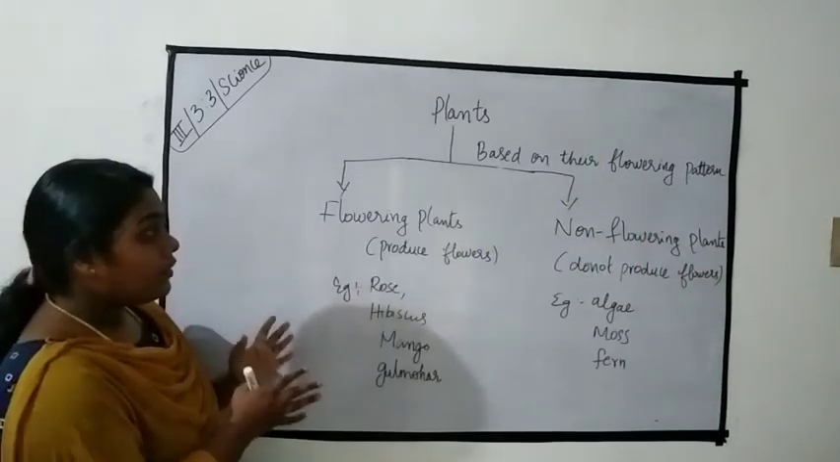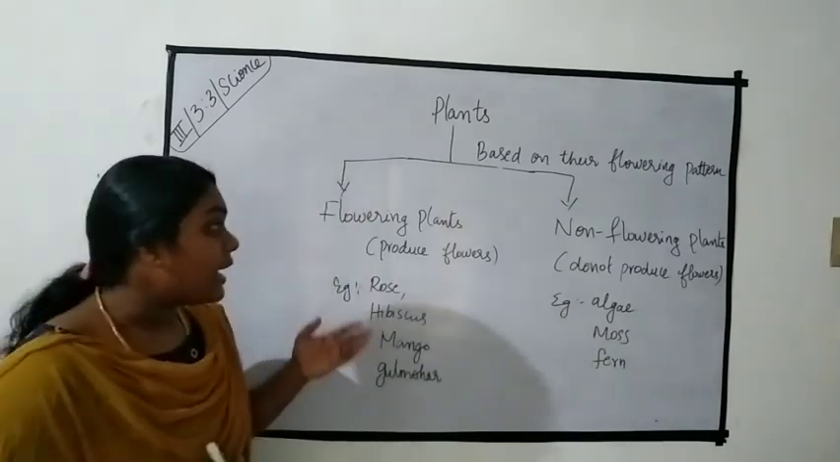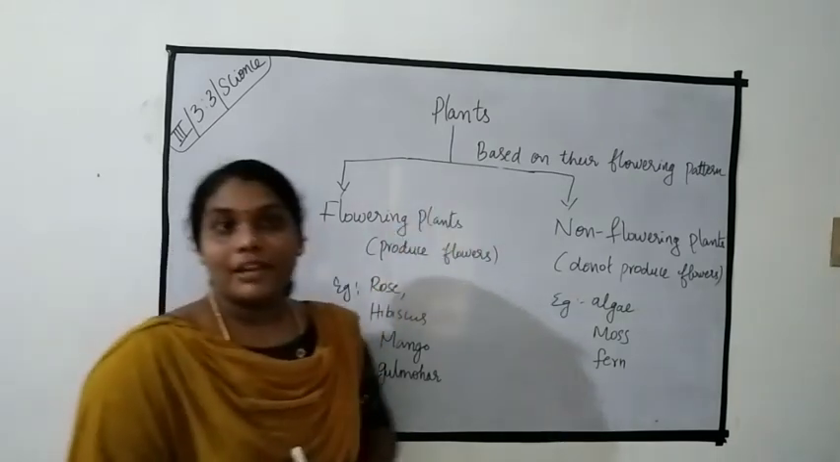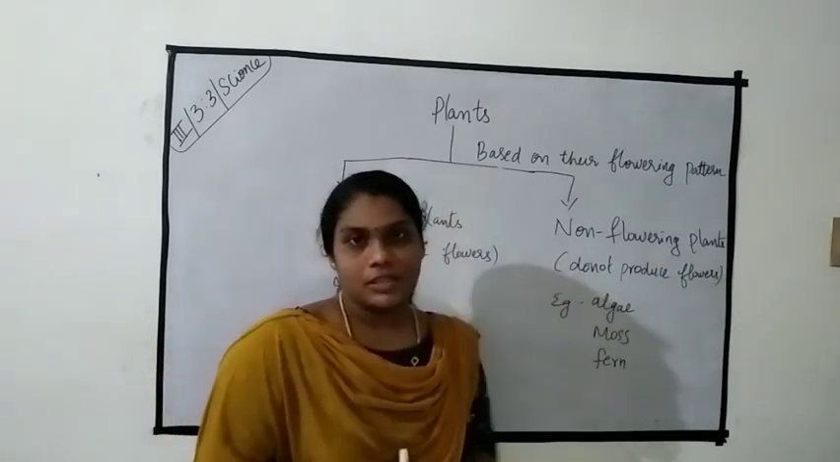What are flowering plants and what are non-flowering plants? Flowering plants means plants that produce flowers. Non-flowering plants means plants that do not produce flowers. Okay, all of you clear?